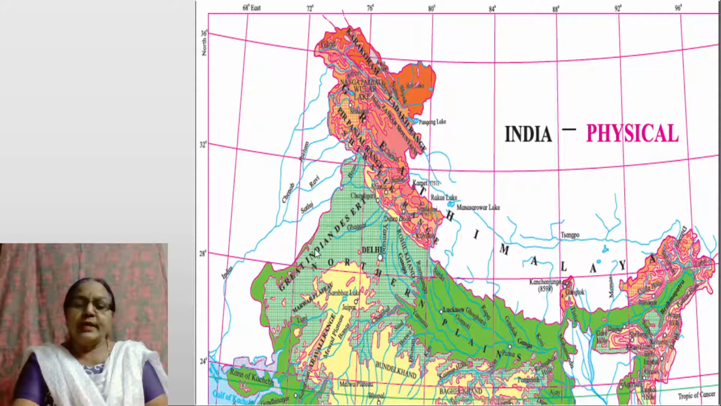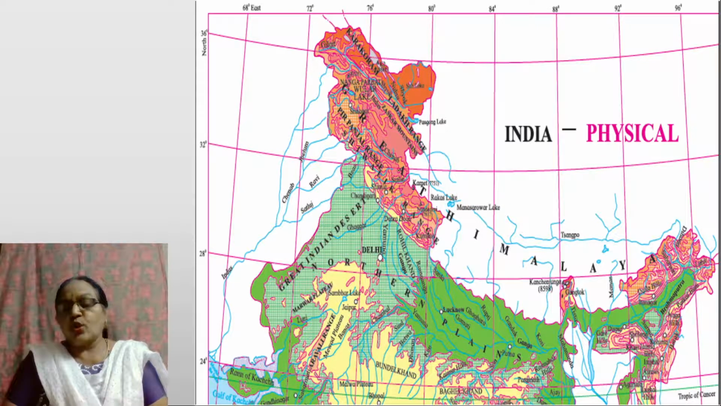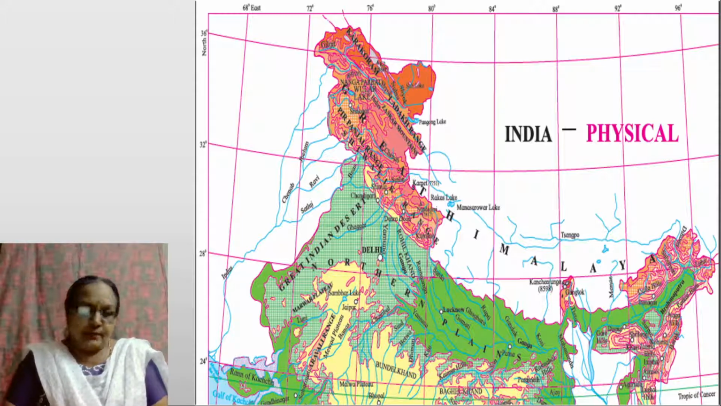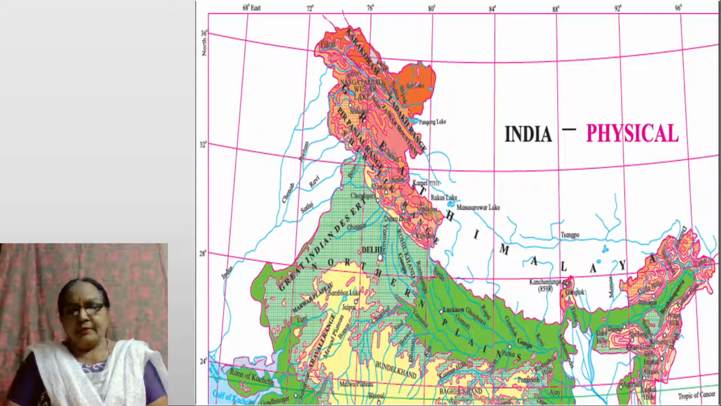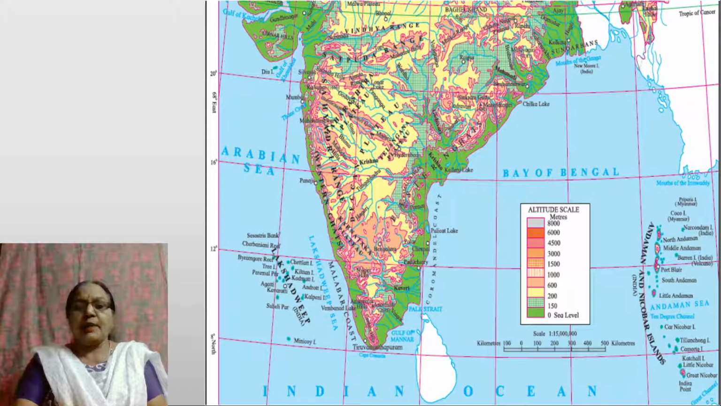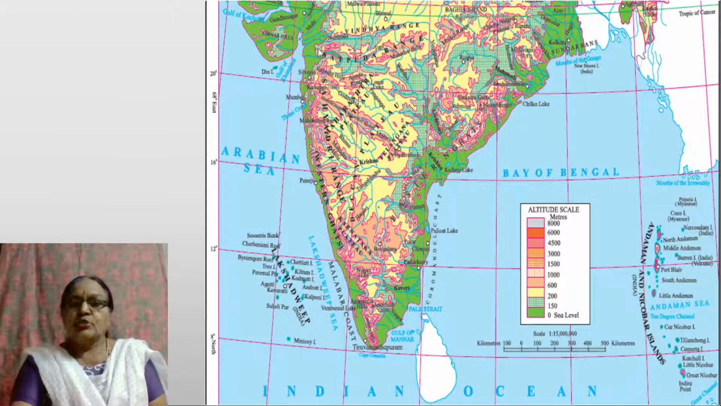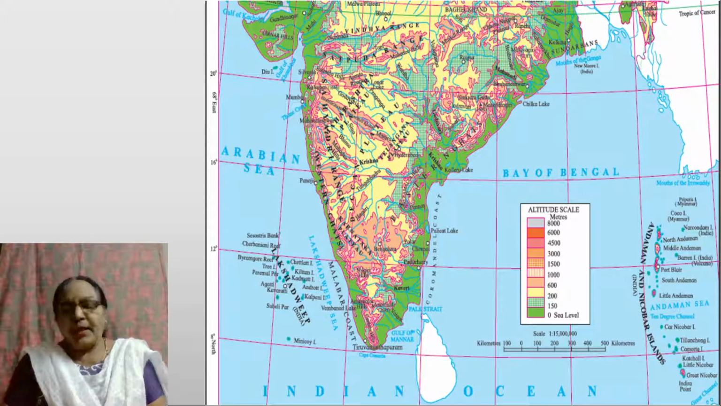Now next is the Great Indian Desert. The Great Indian Desert is also called the Thar Desert, or it is also called the Marusthali. Then we move over to the Deccan Plateau. Here, to the south of the North Indian Plains and the Peninsular Plateau, we have the Deccan Plateau. Now, the Deccan Plateau is formed as a result of fissure type of volcanic eruptions.